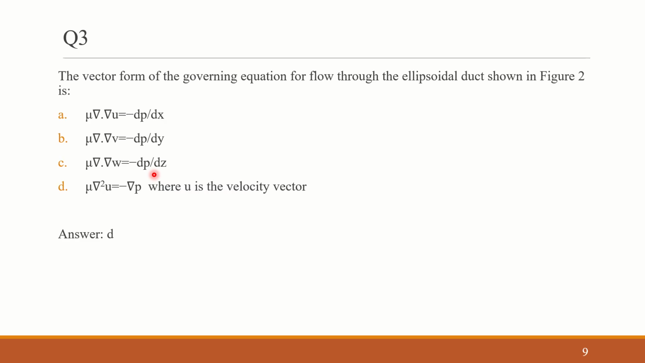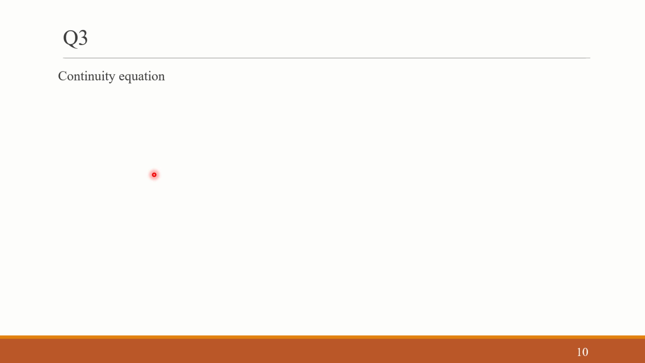Where we need to be careful is while reading the question. It is not asking for the governing equation for flow through the triangular duct. Rather, the question is the vector form of the governing equation. So here mu into del square u equal to minus delta p, and u is the velocity vector and p is again the pressure gradient. So the answer is option D.